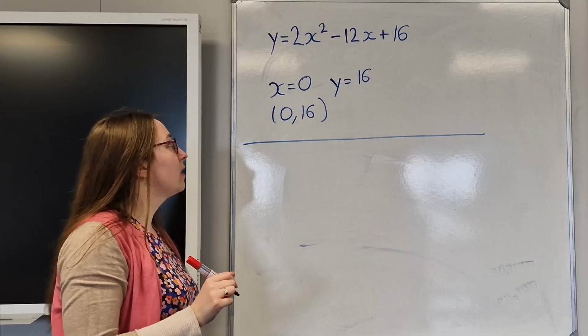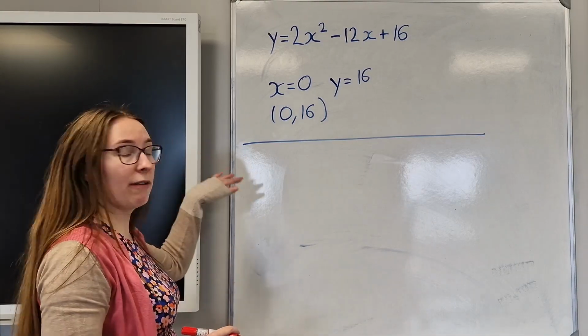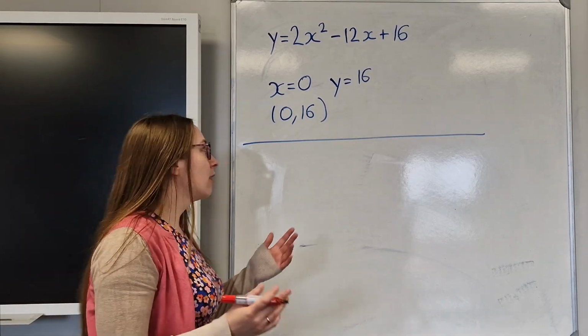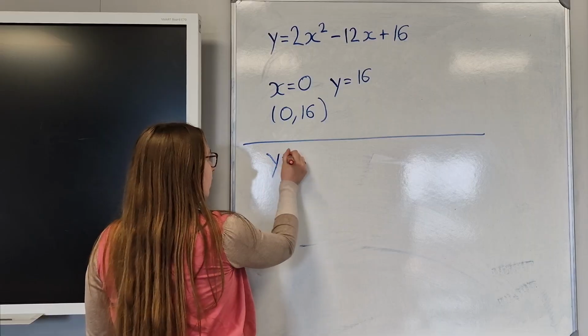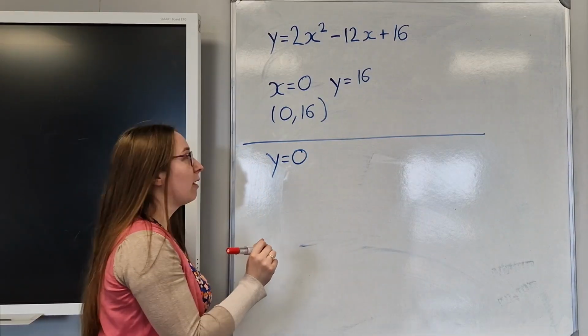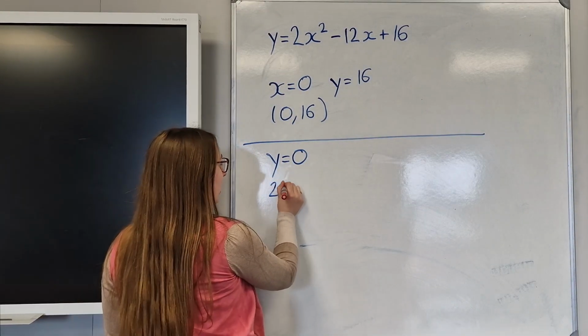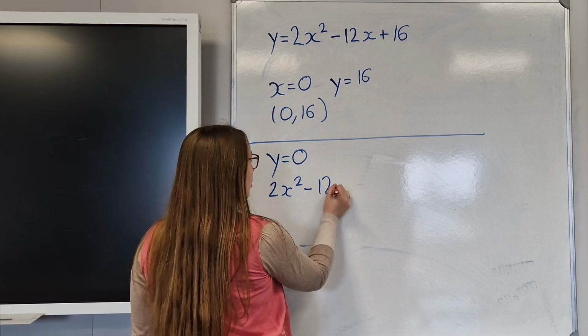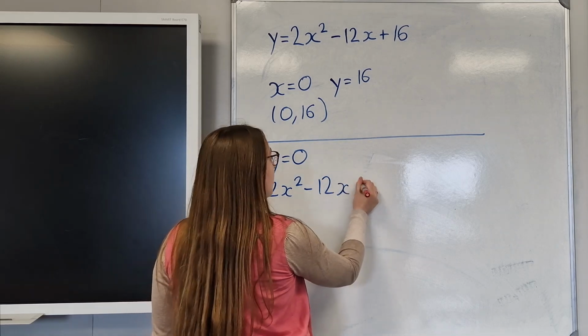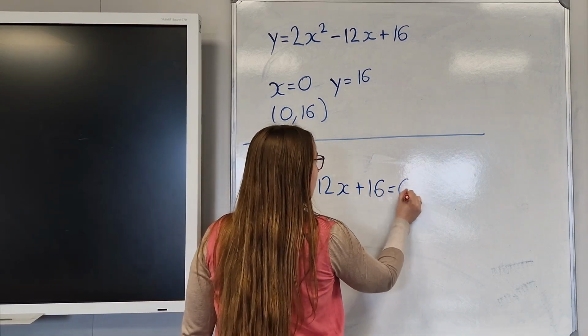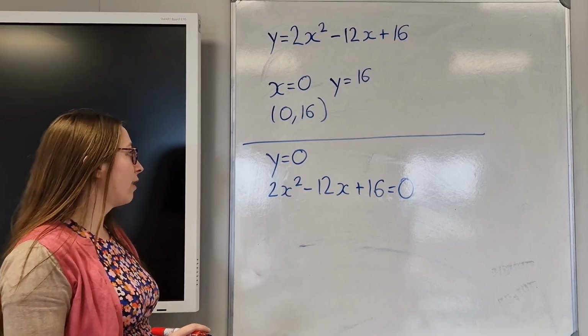Now, if we find the roots of the equation, we know this is where it crosses the x-axis. So on the x-axis, y is always equal to 0. So we set our equation equal to 0. So we've got 2x squared minus 12x plus 16 equals 0. And now we're going to factorise.